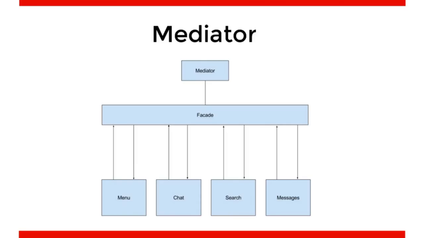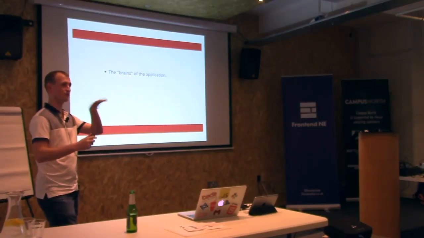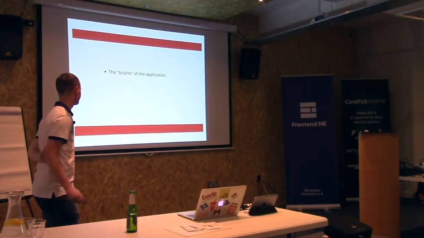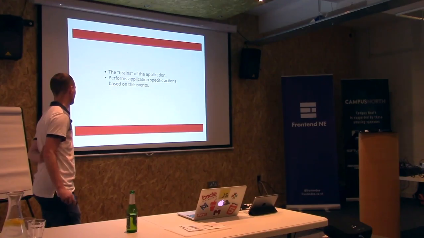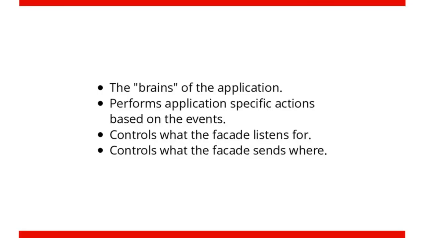The mediator adds an extra layer on top of the facade. What the mediator does is it's the brains of your application. I often find myself combining the facade and the mediator into one module. You can imagine that diagram at the start where all the modules were communicating with each other. They'd all communicate with a central module, and that central module would spawn off events to all the other ones. It performs the application-specific actions based on the events.